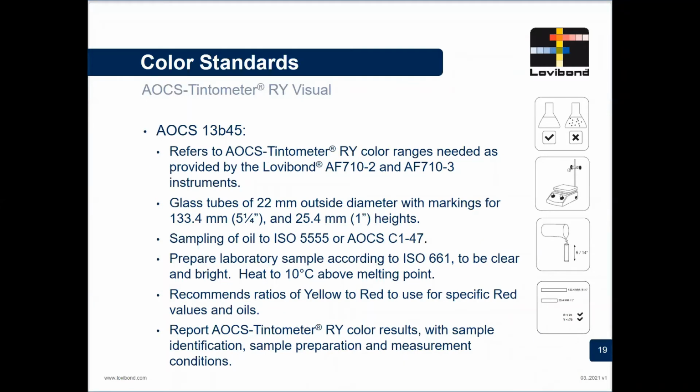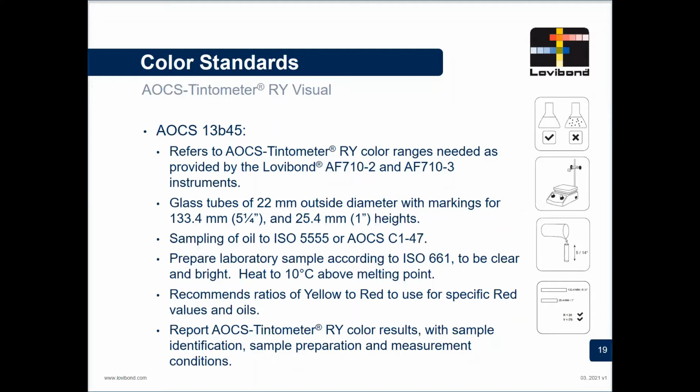Coming now to the AOCS Tintometer red-yellow scale, so the visual. We have the AOCS 13B45 method. This is really laid out very similarly to the ISO 15305 that we saw for Lovibond. So again, we have instruments specified. We have the AF710 and the AF710-3 as the Lovibond instruments that are suitable for this measurement range.